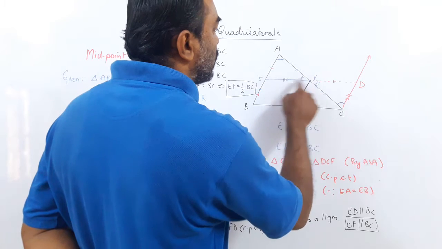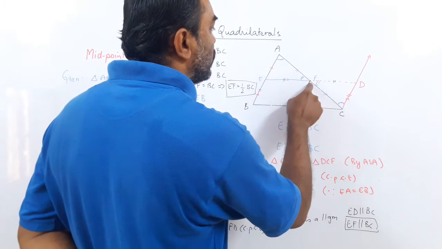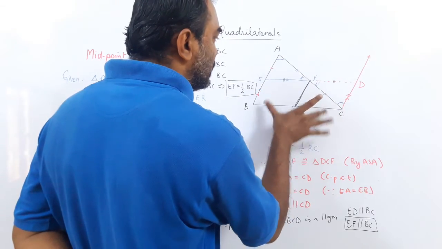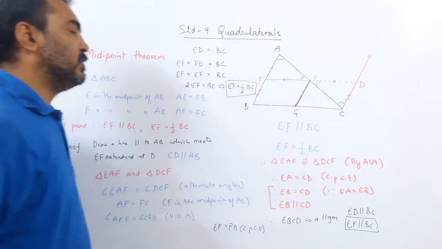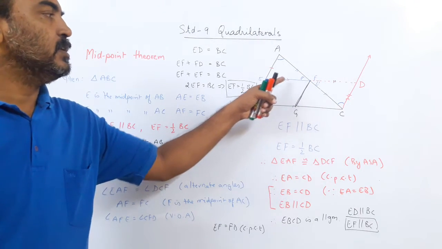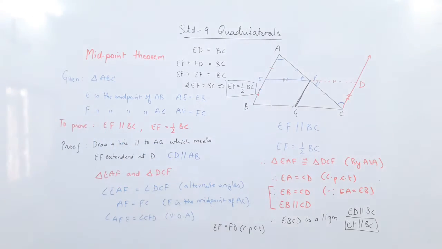So we got the first result, EF is parallel to BC. Now, these two sides we showed are equal. So F is the midpoint. So EF is half of ED, but ED equal to BC, so EF is also half of BC. So we have shown the midpoint joining the two sides of a triangle is parallel to the third side and half of it.